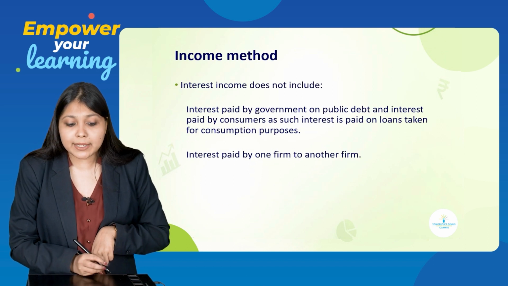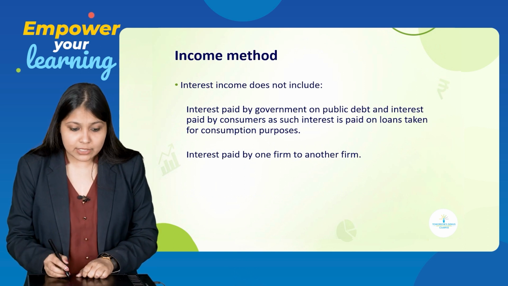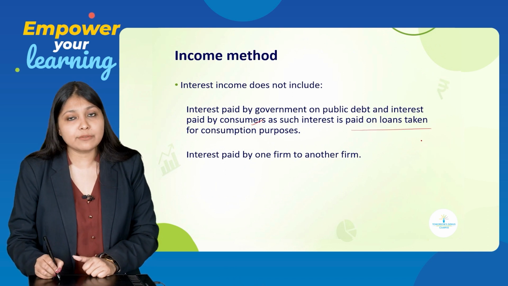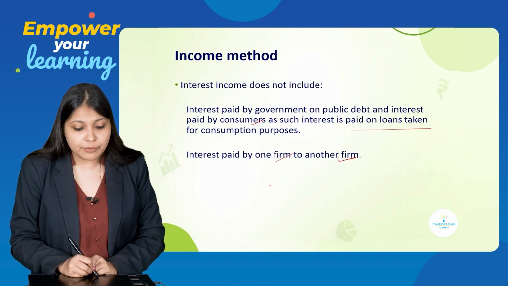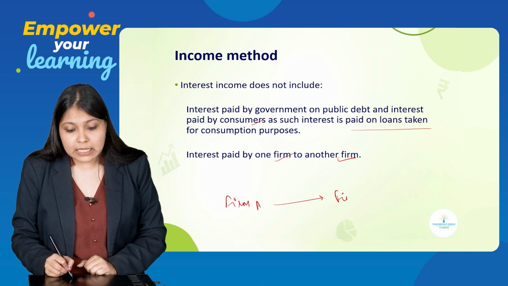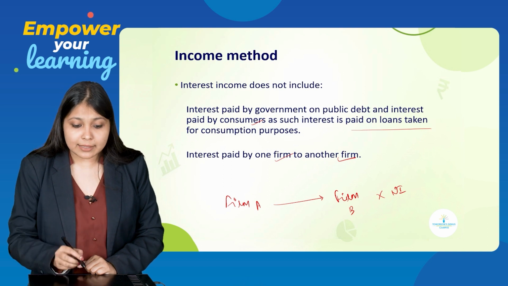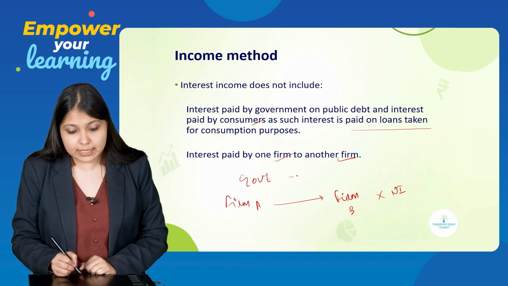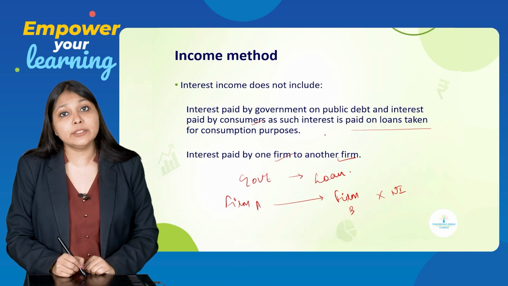What will not be included? Interest paid by government on public debt, and interest paid by consumers, as such interest is paid on loans taken for consumption purposes. Interest paid by one firm to another firm. If firm A is paying interest to firm B, this will not be included in national income. And if the government is paying interest on a loan, that will also not be included.